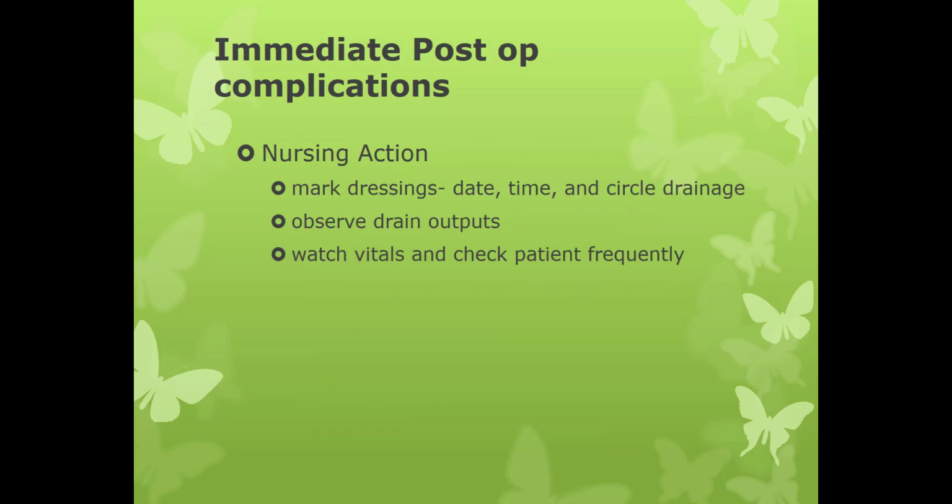So your nursing actions, if you're suspecting any type of excessive bleeding: take a look at that dressing, and you want to get some type of marker, like an indelible marker, that you can write on that dressing, and basically circle where the drainage is, and at the very least write the time. I mean, the date would be great, but if this is moving really fast, one, you probably won't have room to write it, and two, the date's going to be understood. Observe your drain outputs, watch your vital signs, and check on your patient frequently.